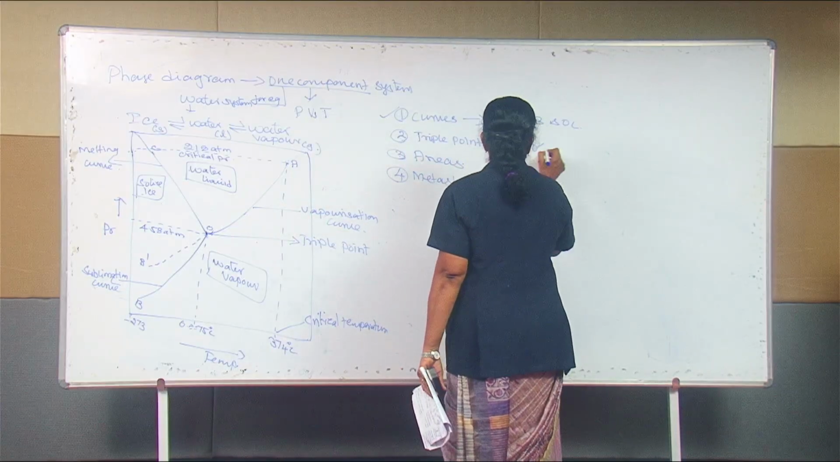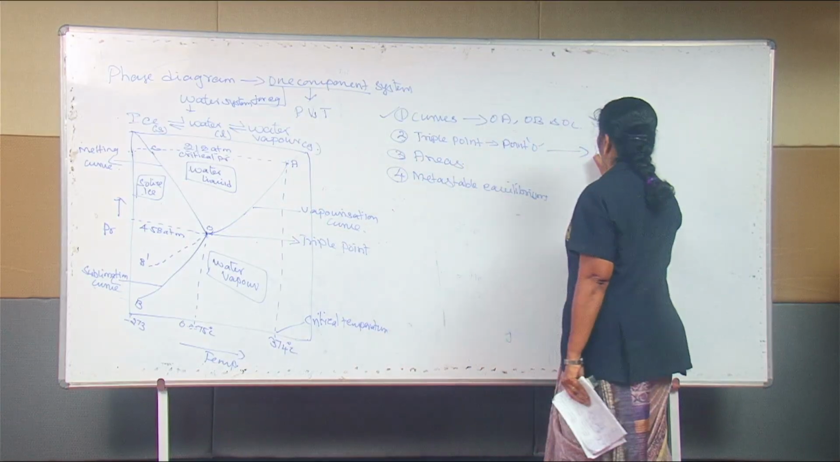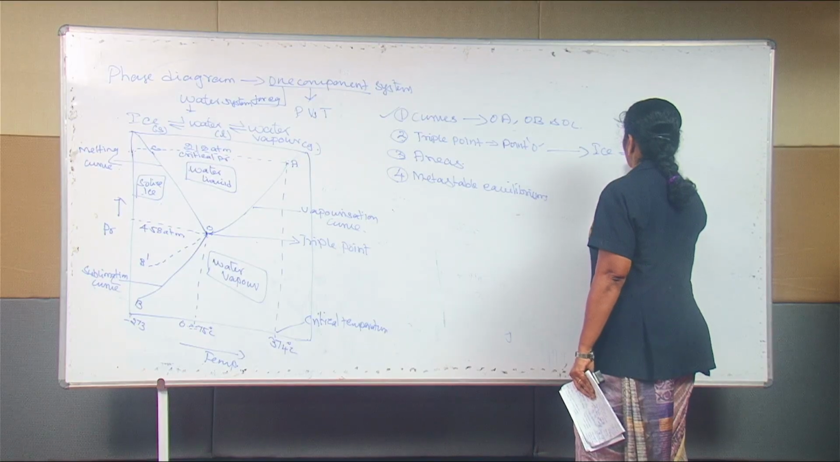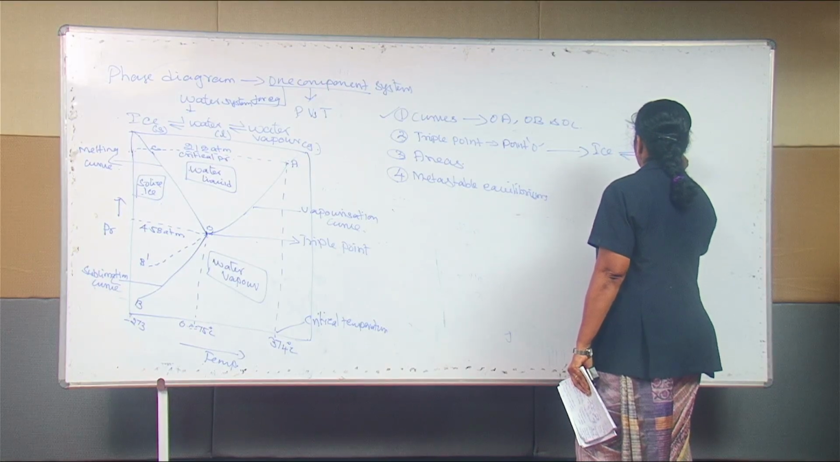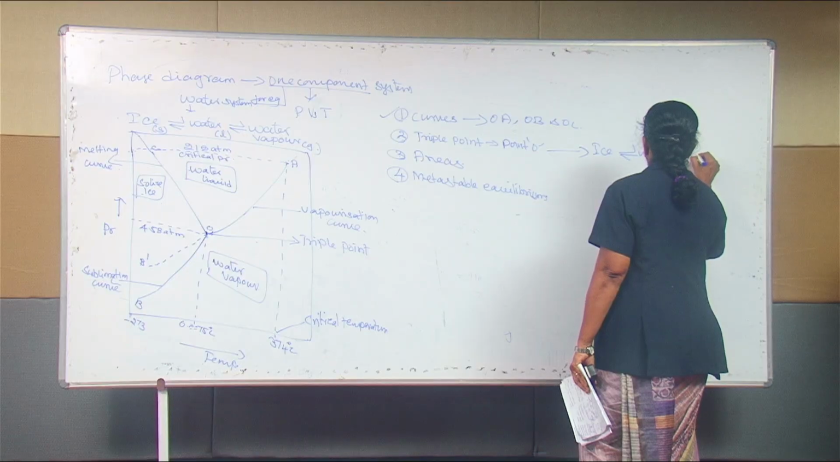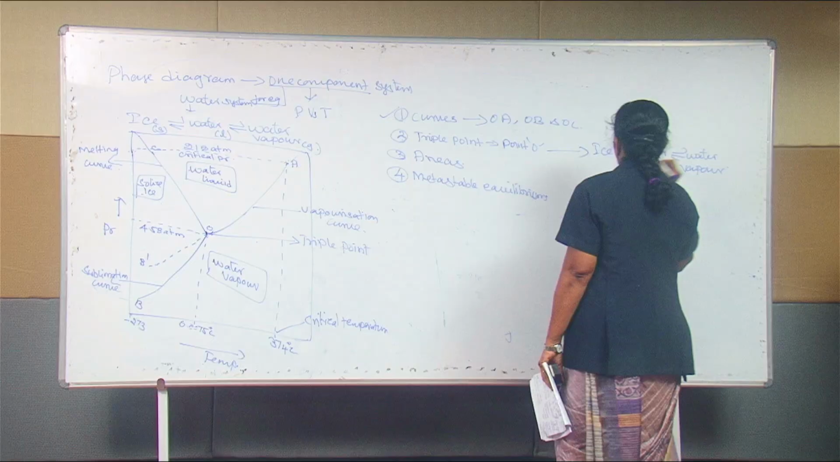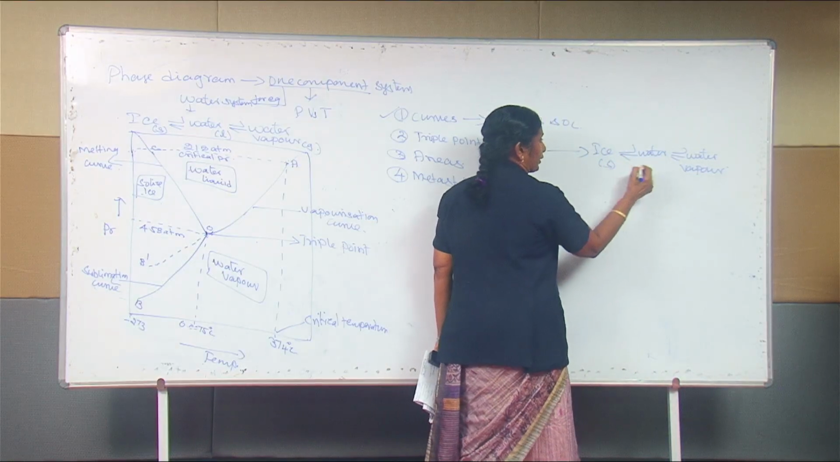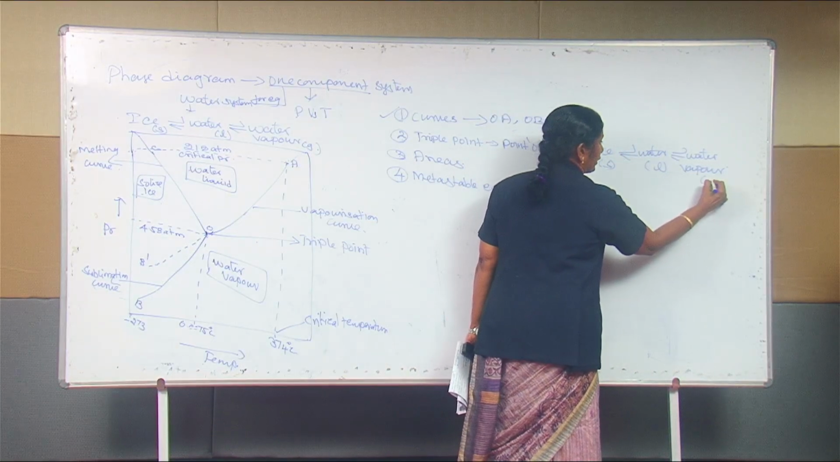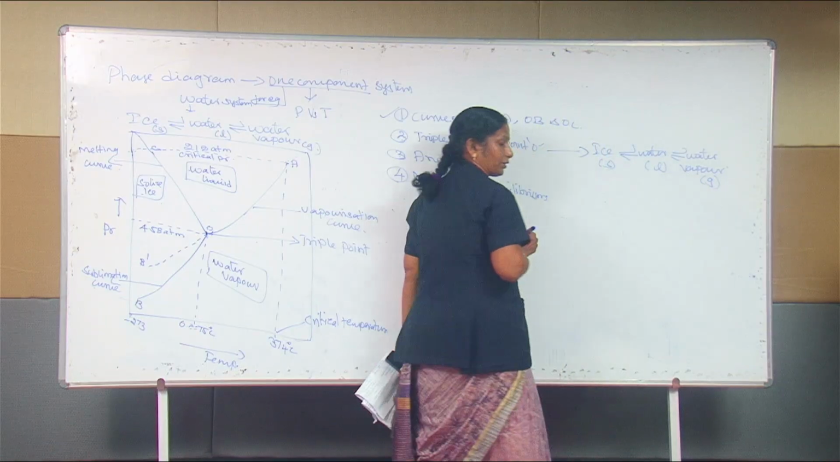Okay, at the triple point, three phases are in equilibrium: ice, water, and water vapor. Ice is in the solid state, water is in the liquid state, and water vapor is in the gaseous state.